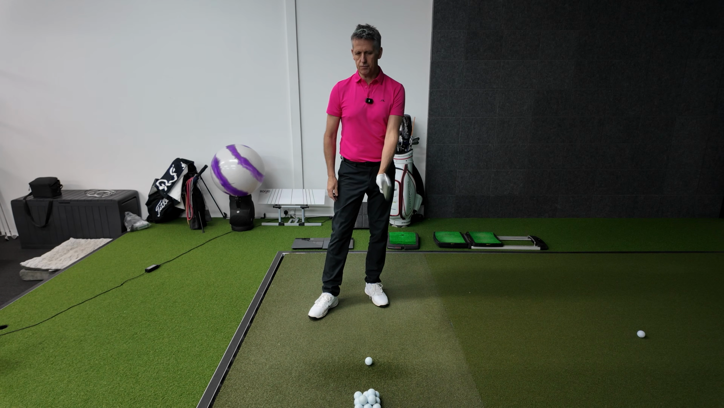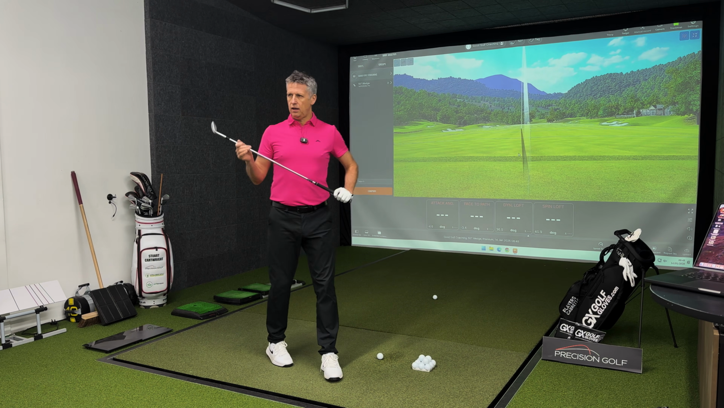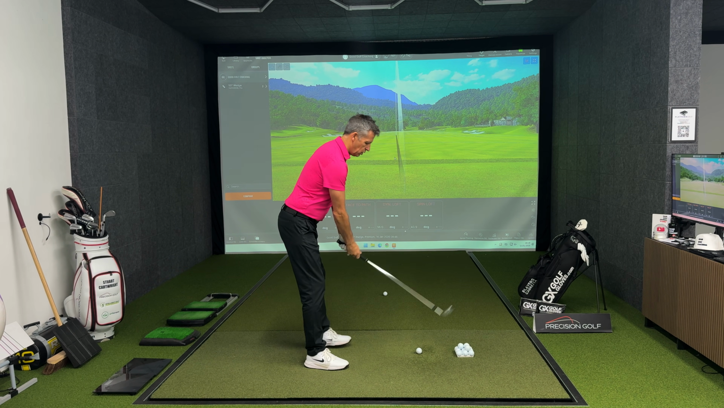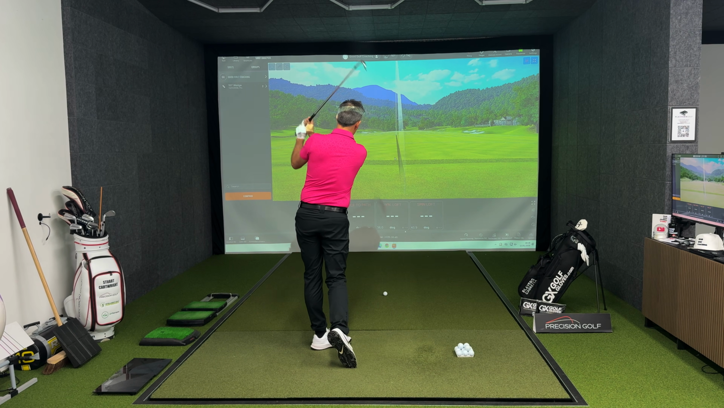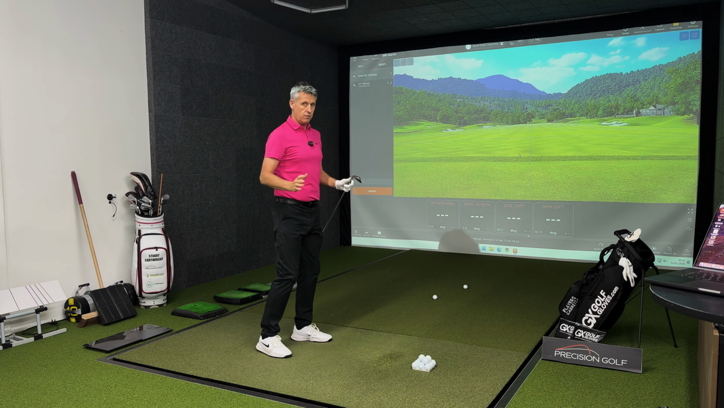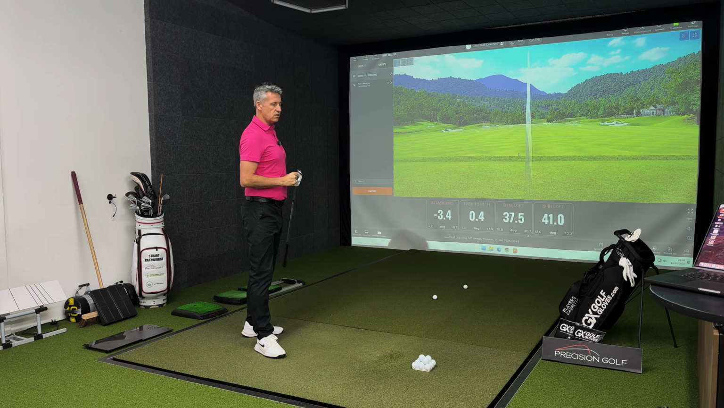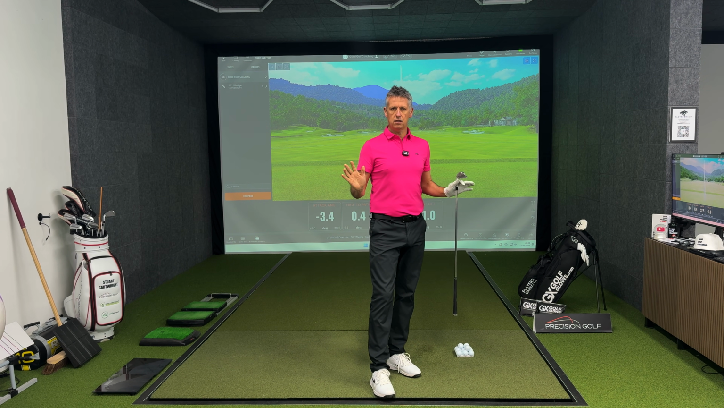Dynamic loft is the difference between static and what occurs at strike. Now statically, I've got a 50-degree wedge here. So a 50-degree wedge, when I'm swinging through the golf shot here and I'm making a good move, the dynamic loft of the golf club at strike is at 37.5 degrees. That's quite a difference to the loft that it has statically. Let's not get too caught up in that at the moment.